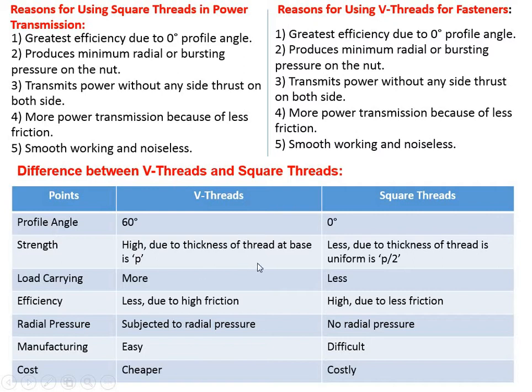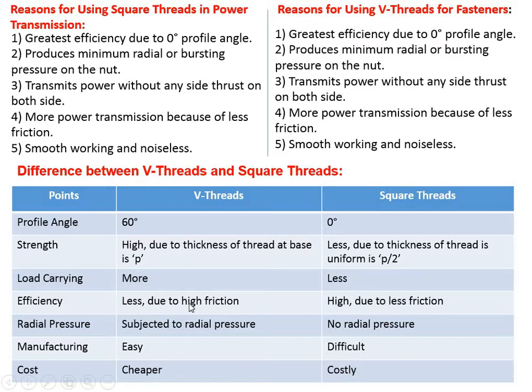Now we will see the basic difference between V threads and square threads. Here are the various points. If you see the profile angle, in the case of the V thread it is 60 degrees, but in the case of the square thread it is 0 degrees. The strength of the V thread is high due to the thickness of the thread at the base, and in the case of a square thread the strength is less. The load carrying capacity is more in the case of the V thread due to the profile angle, and less in the case of the square thread.